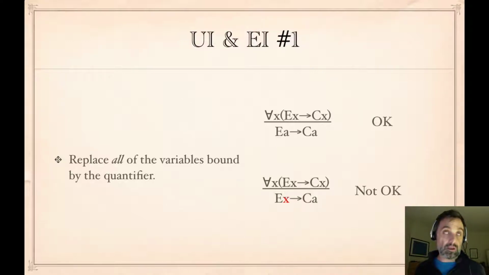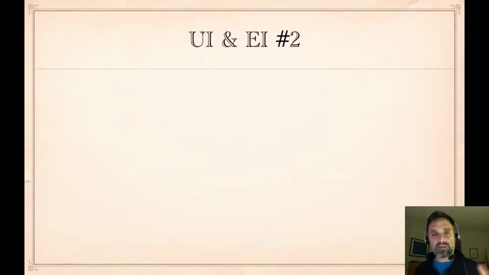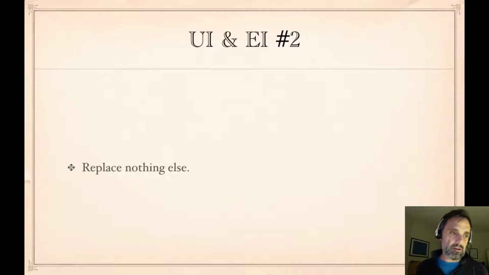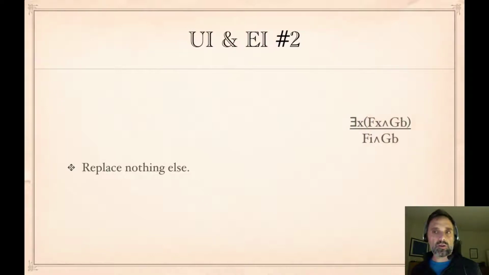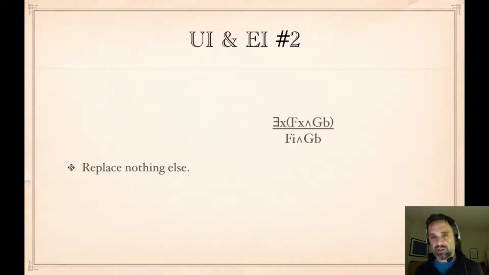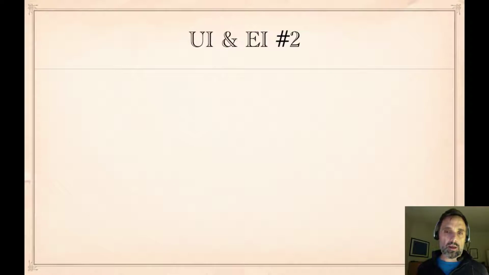The second restriction is that you can't replace anything else, i.e., you can replace only variables that are bound by the quantifier. So suppose we have some x, Fx and Gb. We say something is such that it's F and Bob is green. And in the conclusion we have Igor is a frog and Bob is green. And that's fine. That follows from the premise. So this is okay.